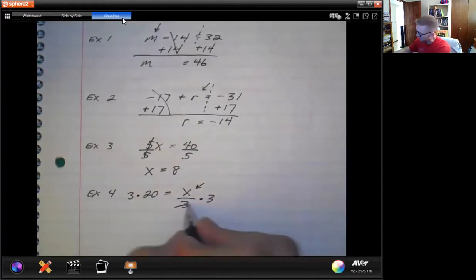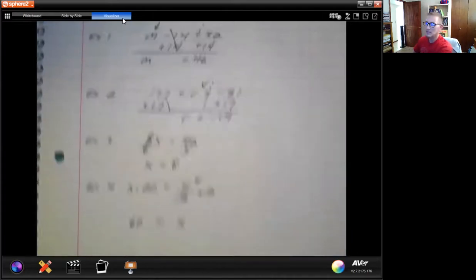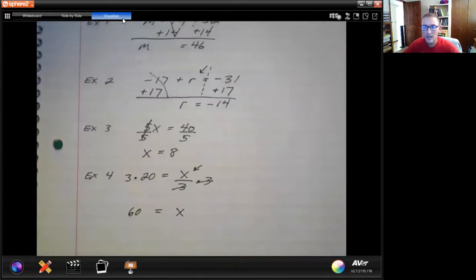So I'm going to cancel those out. And x equals 3 times 20, which is going to be 60. It is okay for the x to be on the other side of the equals. There's nothing wrong with that.